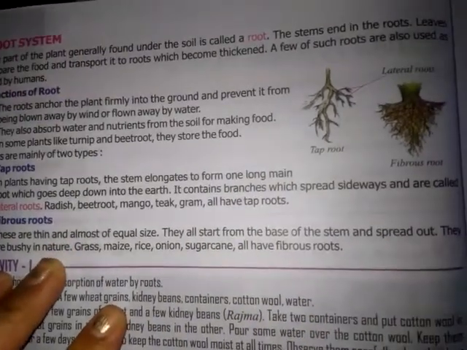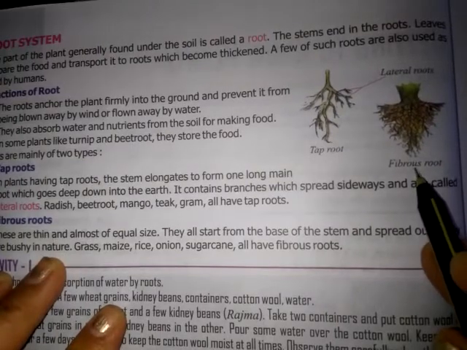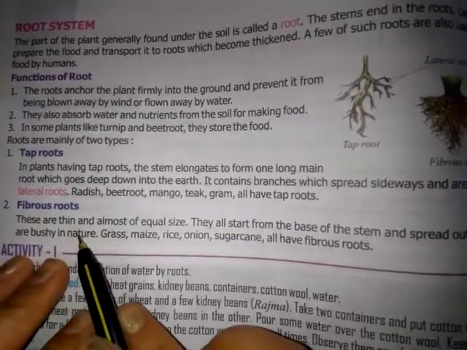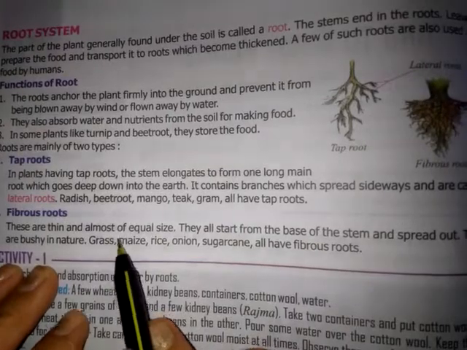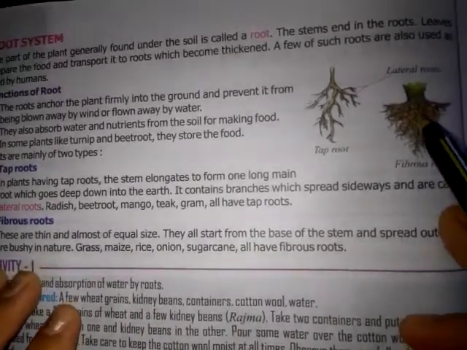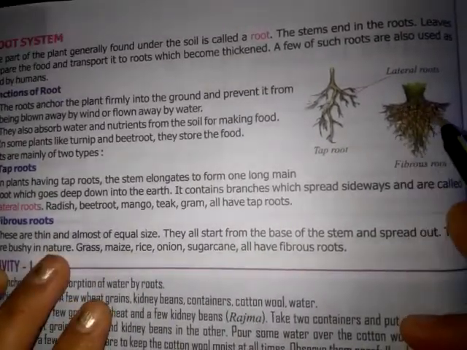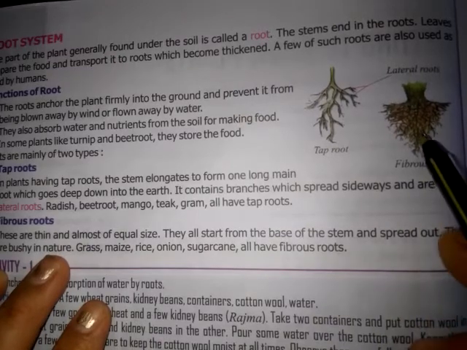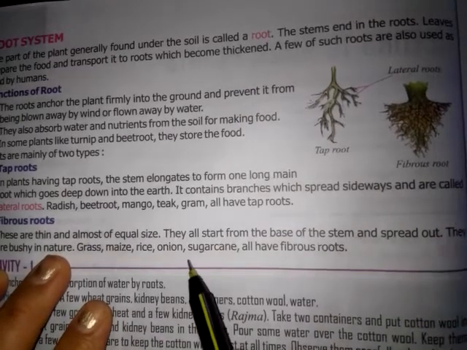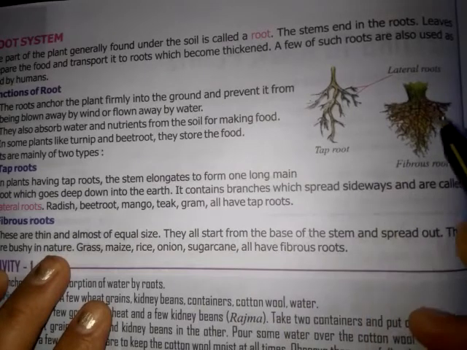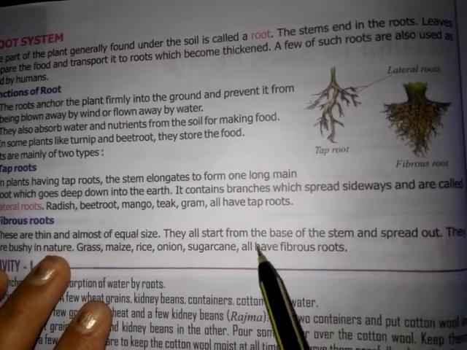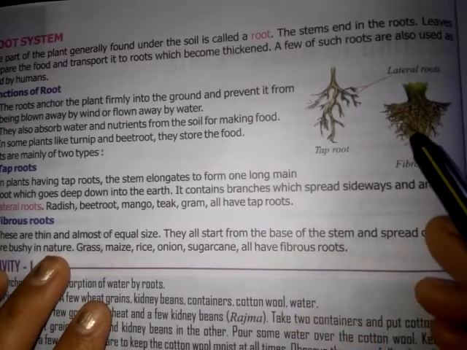Then the second type is the fibrous root. This is a fibrous root. Fibrous roots are thin and almost of equal size, and there is no main root. They all start from the base. All fibrous roots start from the base.